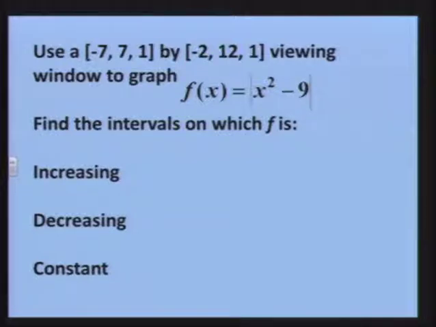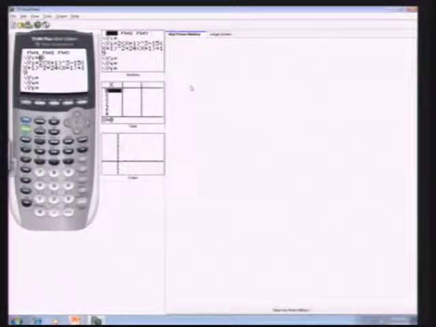We're going to use a -7, 7, 1 by -2, 12, 1 viewing window to graph this function. Now, what on earth does it mean to have a -7, 7, 1 and a -2, 12, 1? It means that the x has a minimum of -7, a maximum of 7, and each tick mark is 1. These are the y's. Minimum y is -2, maximum y is 12, and each tick mark is 1. And we're going to type in absolute value of x squared minus 9 for our first y on our y list. So let's go to our calculator and start typing.